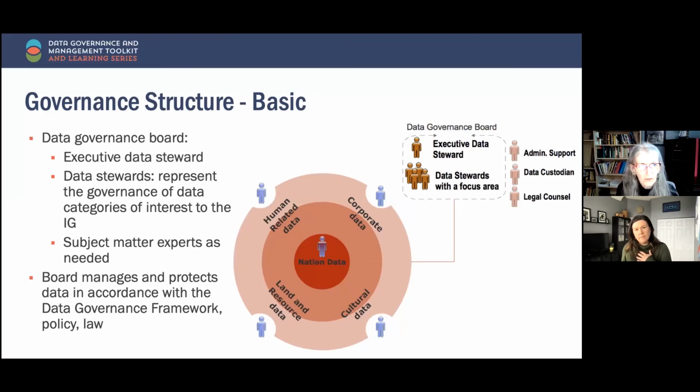There are data custodians, and I like the analogy that a data custodian is the plumbing and the data steward is the water flowing through the plumbing. So they're there to ensure that the data flow happens, and technically everything is on board. And legal counsel, you may want to bring in as necessary, certainly for your policy and law and information sharing agreement aspects of work that you're doing. Thank you.